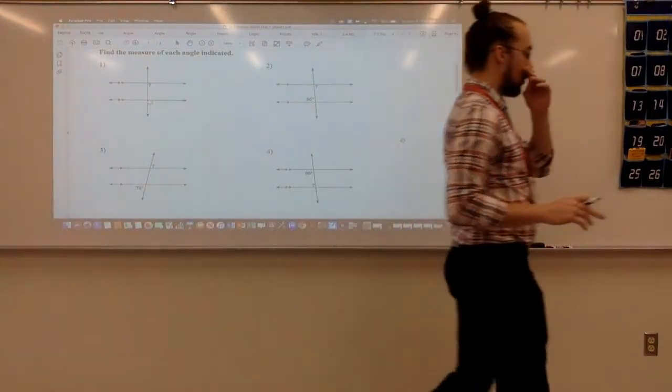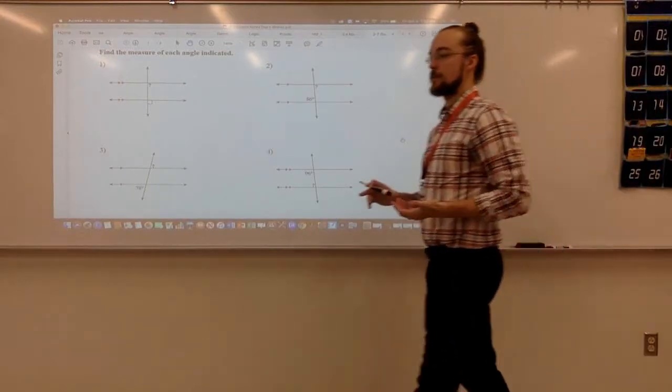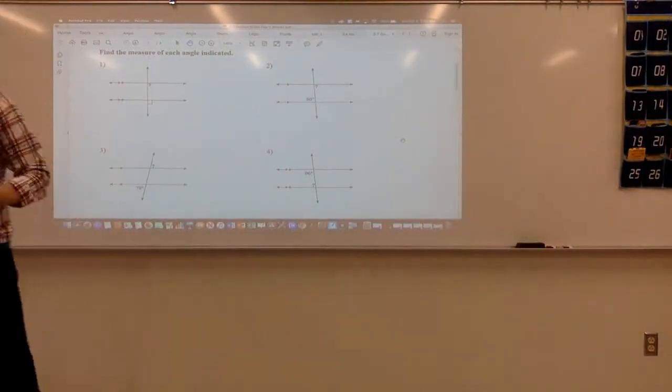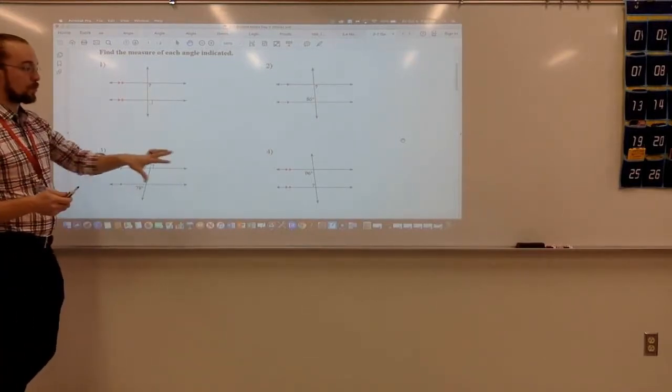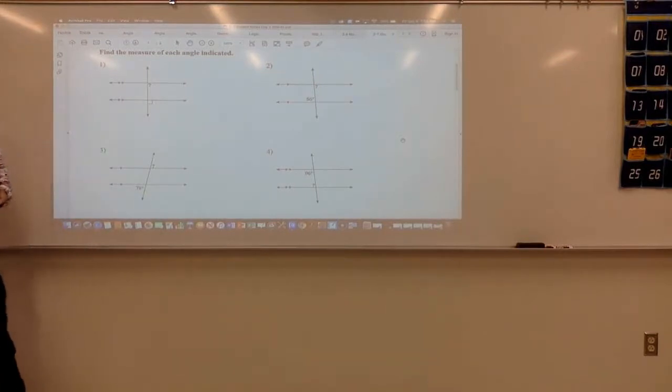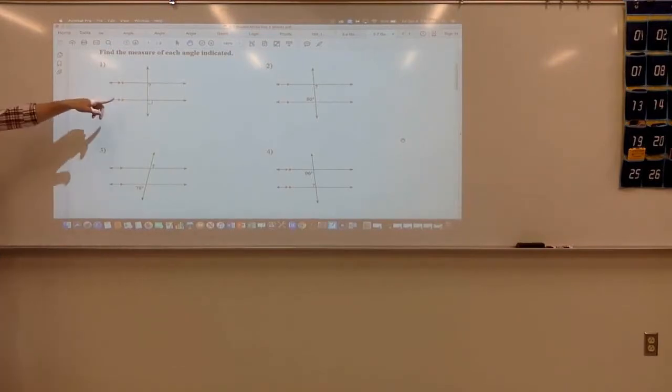Today, we are going to use those four relationships that we talked about yesterday to set up and solve equations. The first four problems on here don't involve an actual equation. We're just trying to identify the measure of a certain angle. These are the four different relationships that we talked about yesterday. These first four are hopefully pretty straightforward. It says find the measure, but I also want to name the relationship that's happening here.